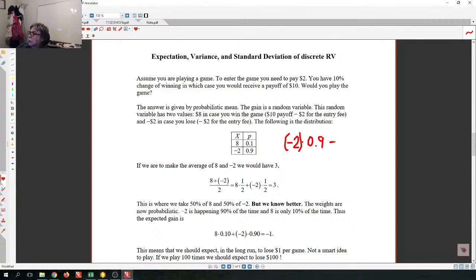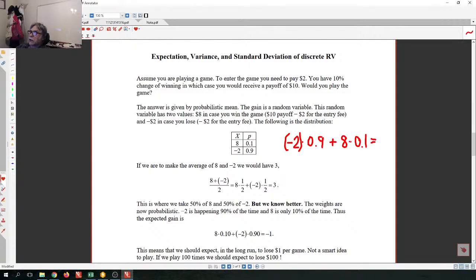And then you have the second number, which is 8, and that's the winning gain. $10 you get, $2 you already spent to enter the game, so you got a net gain of $8, and that is going to have to be weighted, or multiplied, with 1/10, because the chance of this happening is 10%. This is what we call expectation. Expectation is a probabilistic average.